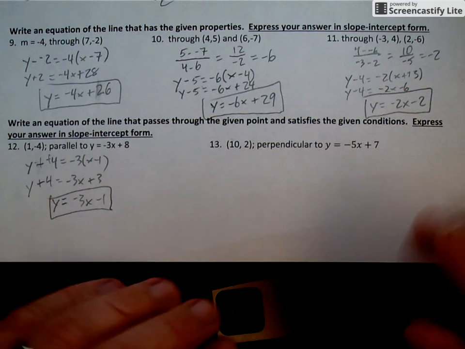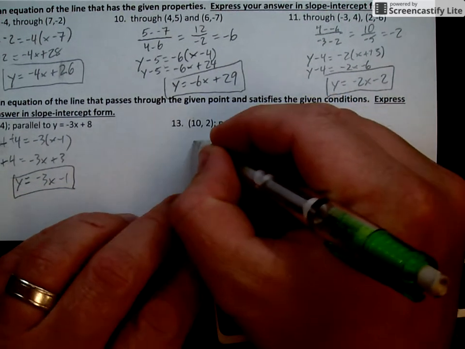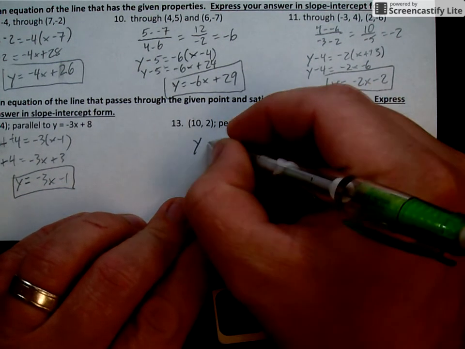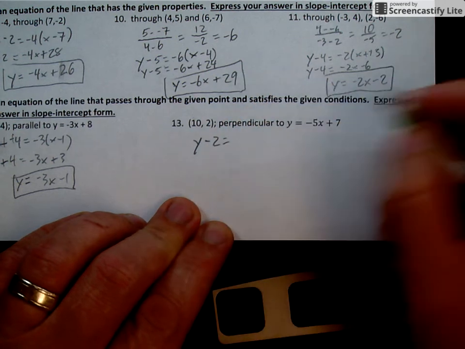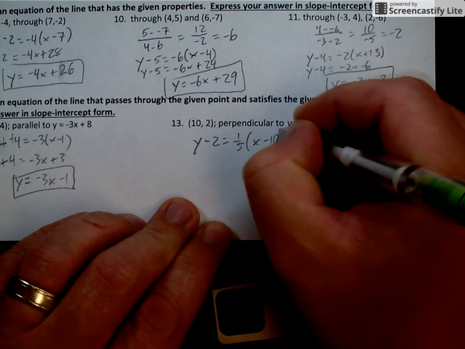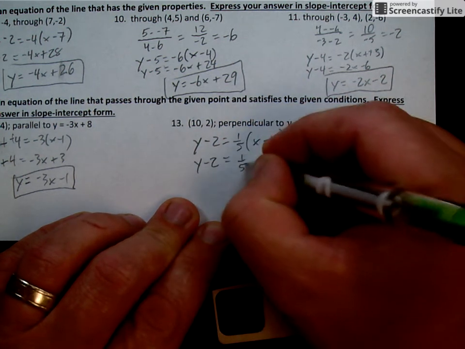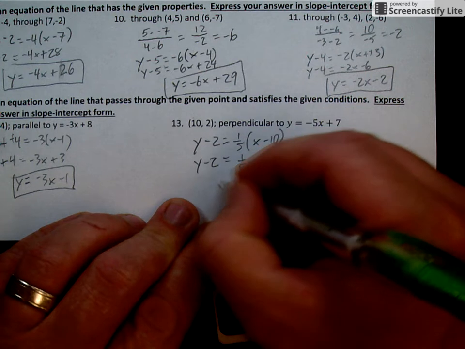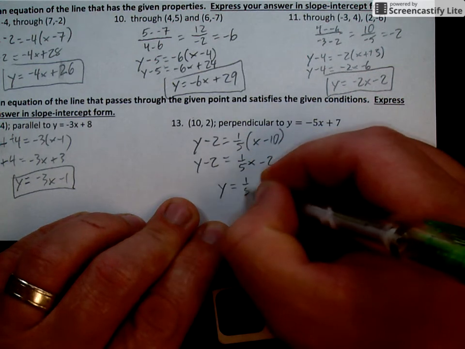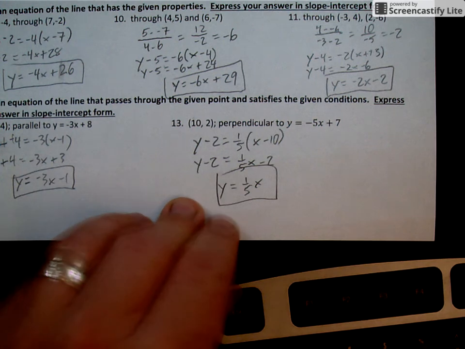Number 13, it's perpendicular, so we're going to use opposite reciprocal. So y minus 2 equals, so it's going to be a positive 1/5, x minus 10, 1/5 x minus 2, add the 2, I get 0, so y equals 1/5 x. Then we go to the back page.